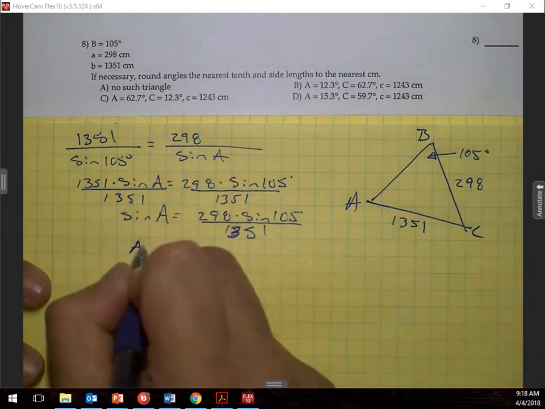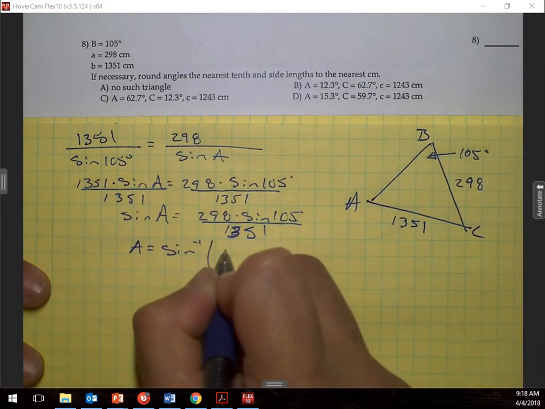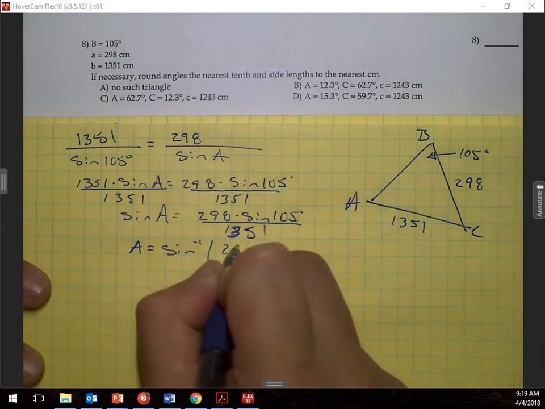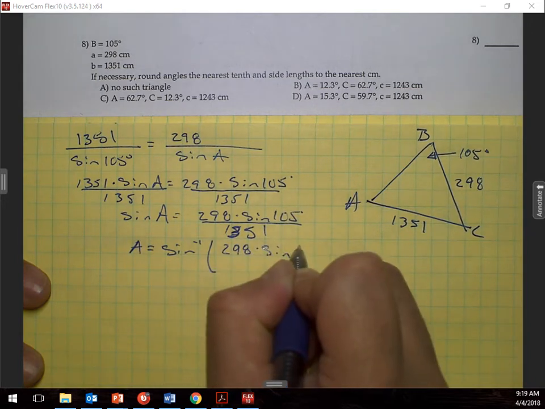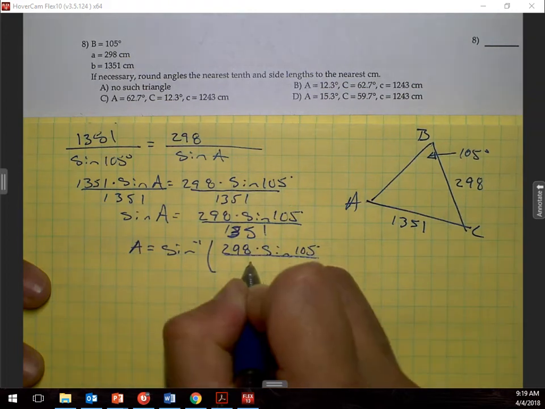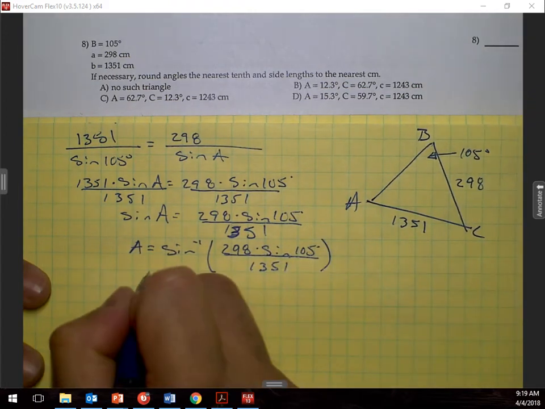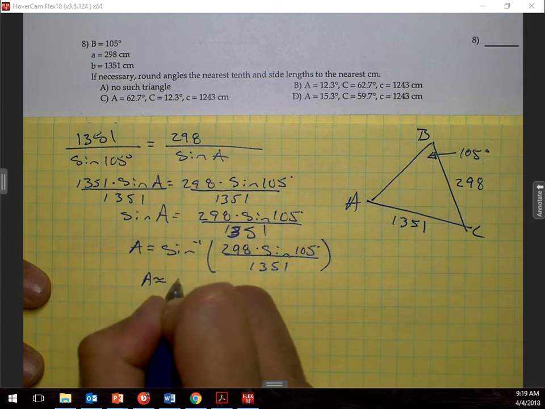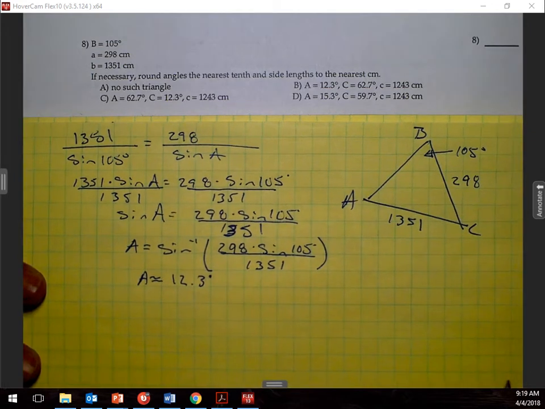And then inverse gives you 12.3. You said 12.1? 12.3. Okay, 12.3 degrees there.